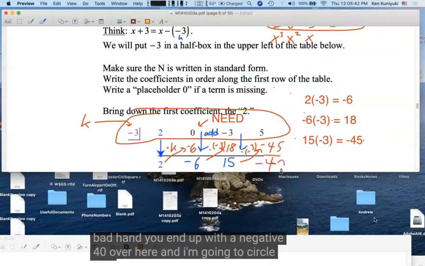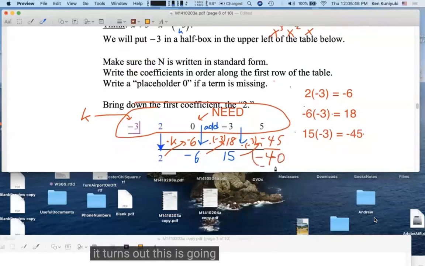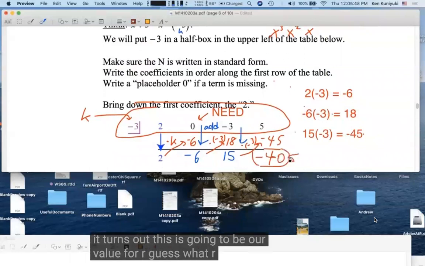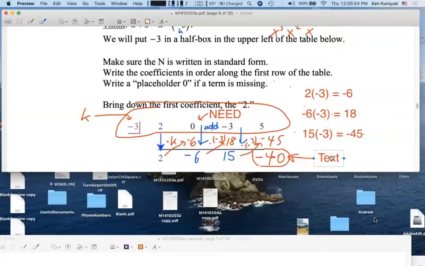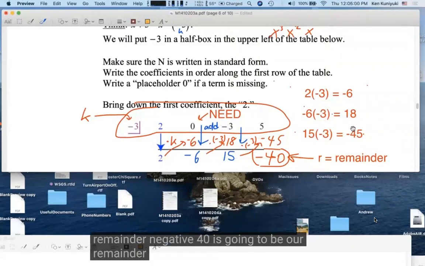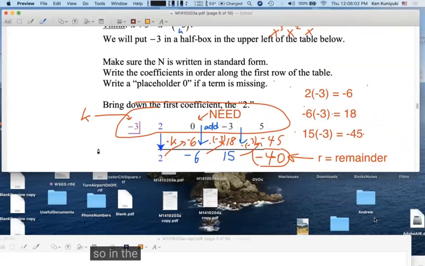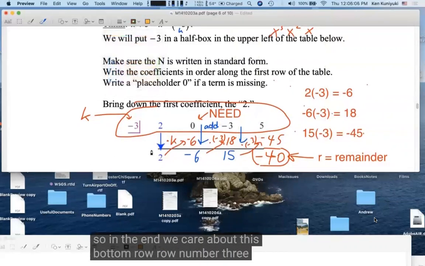You end up with a negative 40 over here. And I'm going to circle that. It turns out this is going to be our value for R. Guess what R stands for? R stands for remainder. Negative 40 is going to be our remainder. So in the end, we care about this bottom row, row number 3.